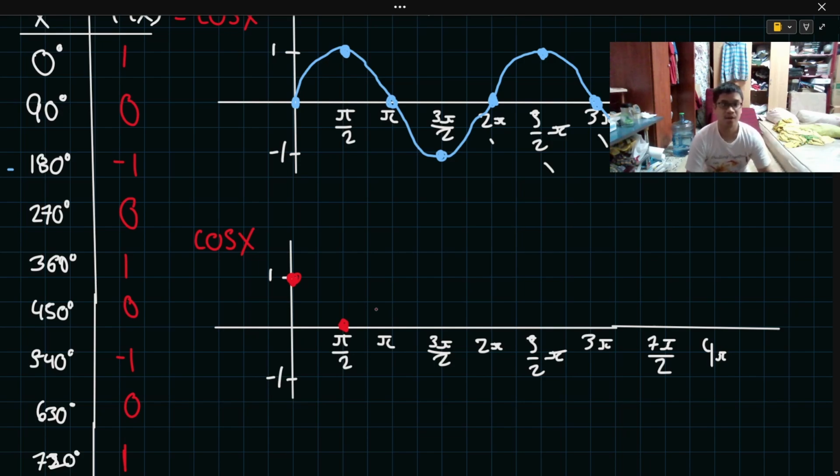Next, 180, which is pi radians, you will get negative 1. So it's here. 270, 3 pi all over 2, 0. 360 or 2 pi is exactly 1. 450 or 5 pi all over 2, you will get 0. 540 or 3 pi, you will get negative 1. 7 pi all over 2 or 630 degrees, you will get 0. And lastly, 720 degrees or 4 pi will give you exactly 1.